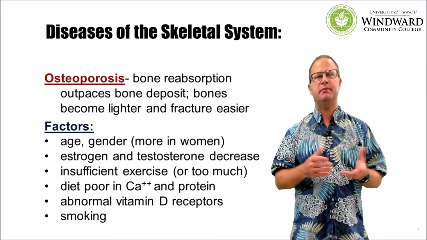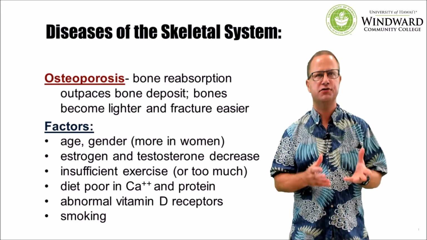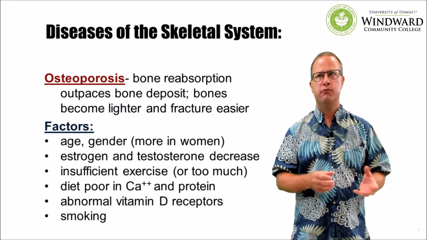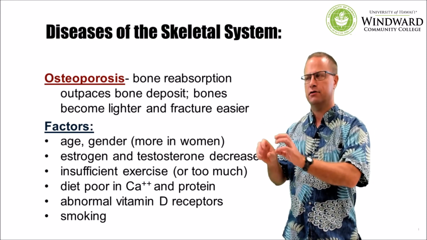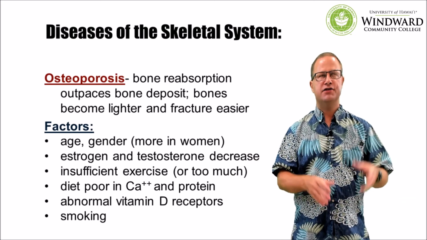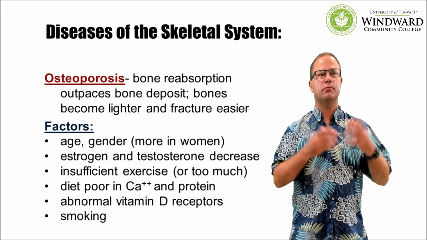All right, before we wrap up this lecture, I'm going to talk briefly about osteoporosis. Osteoporosis is a bone disorder, and it's caused when bone reabsorption outpaces bone deposition. Remember, reabsorption was the job of the osteoclasts, whereas bone deposition was the job of the osteoblasts. And so as this occurs year after year, the bones become lighter and more brittle and more prone to fracture.